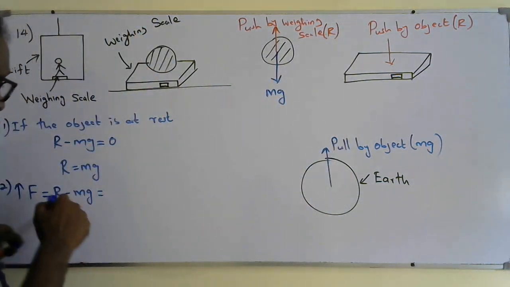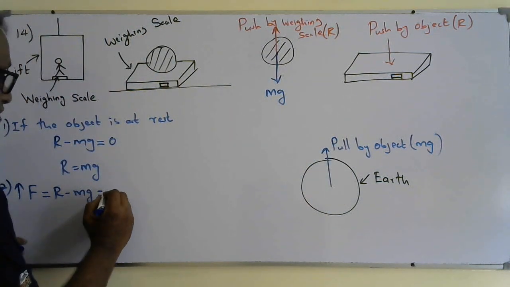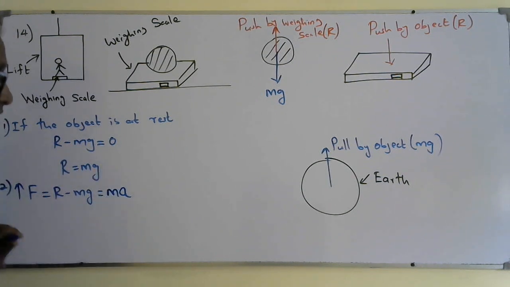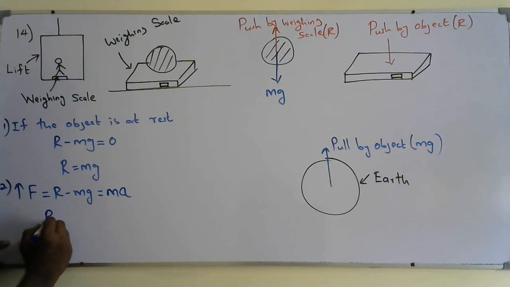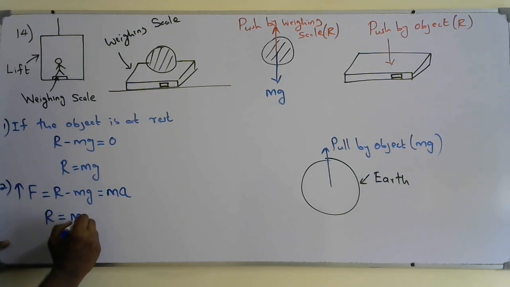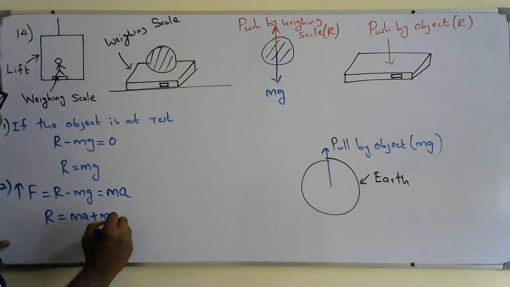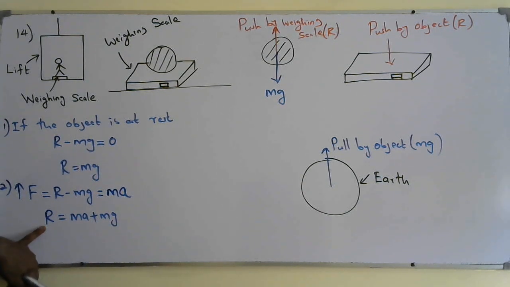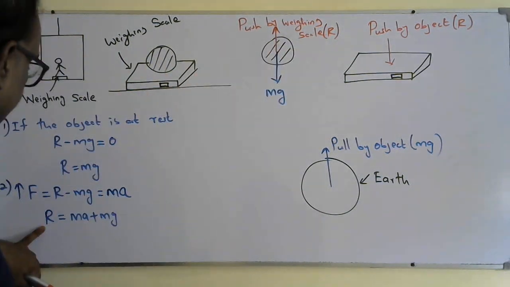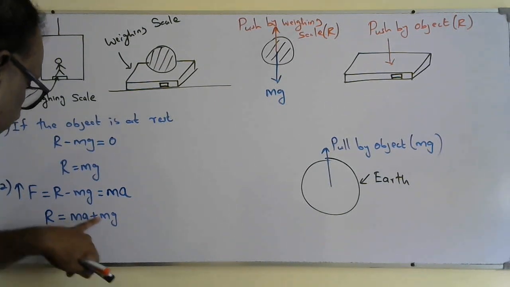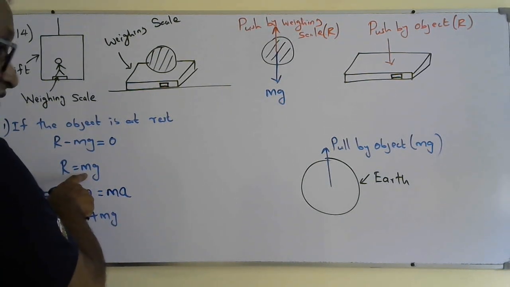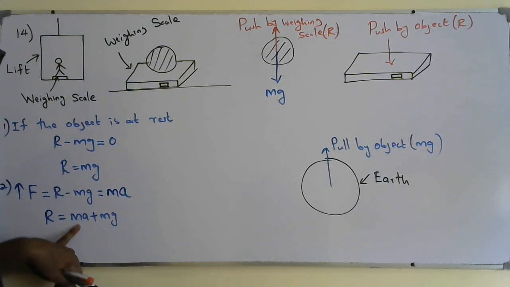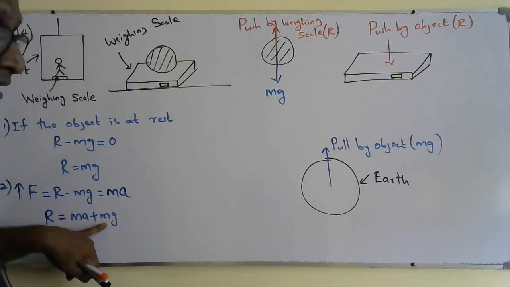You can see that F equals ma, the mass of the object times the acceleration of the object, which is the same as the acceleration of the lift. Now make R the subject. R is equal to, bringing it to the right, ma plus mg. So the numerical value of the normal reaction is not equal to the weight, it's more than the weight by ma. So the normal reaction has increased from the weight. Earlier it was equal to the weight, when the object was at equilibrium. Now it is equal to ma plus mg.